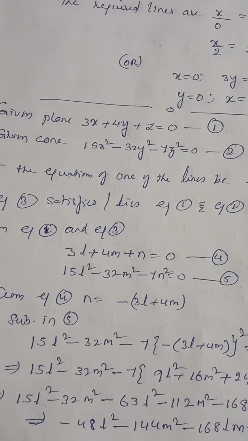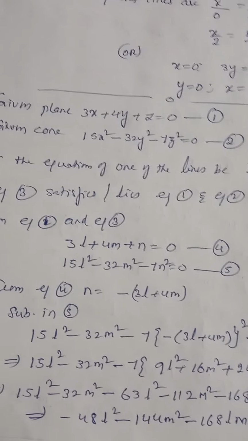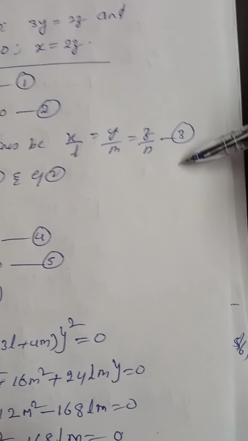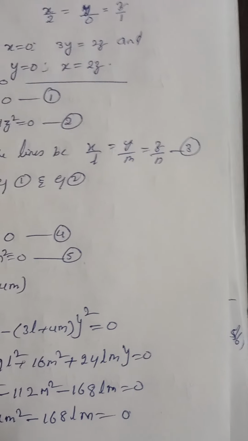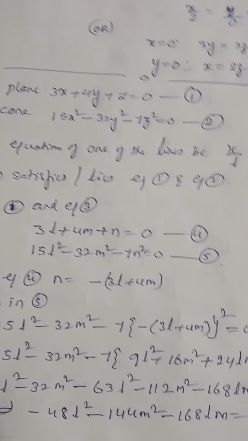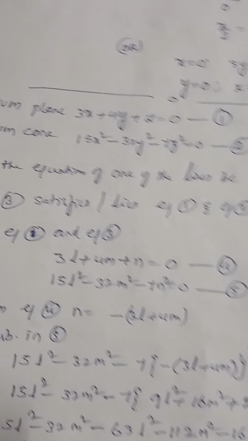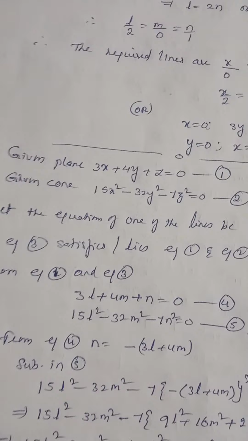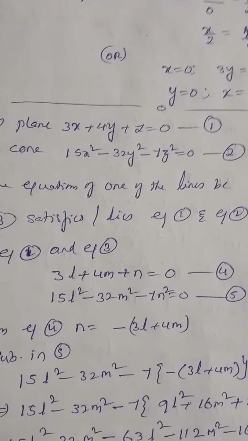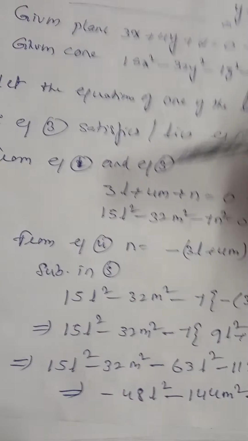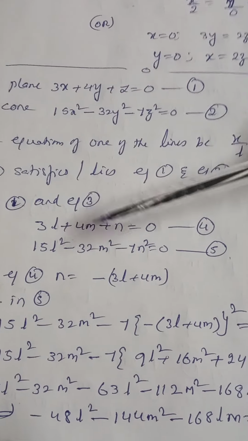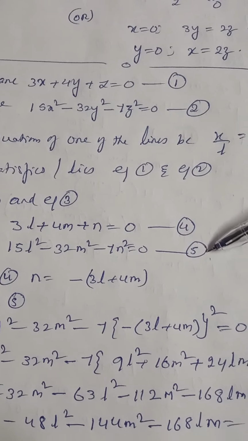We don't know the line equations, that's why we are assuming one of the lines to be x by l is equal to y by m is equal to z by n. This is our required line, right? Now this line is common to the plane and the cone, that's why those x, y and z values satisfy the given equations. That's why we are substituting xl, ym and zn. Now we got two conditions: 3l plus 4m plus n is equal to 0, and 15l square minus 32m square minus 7n square is equal to 0.